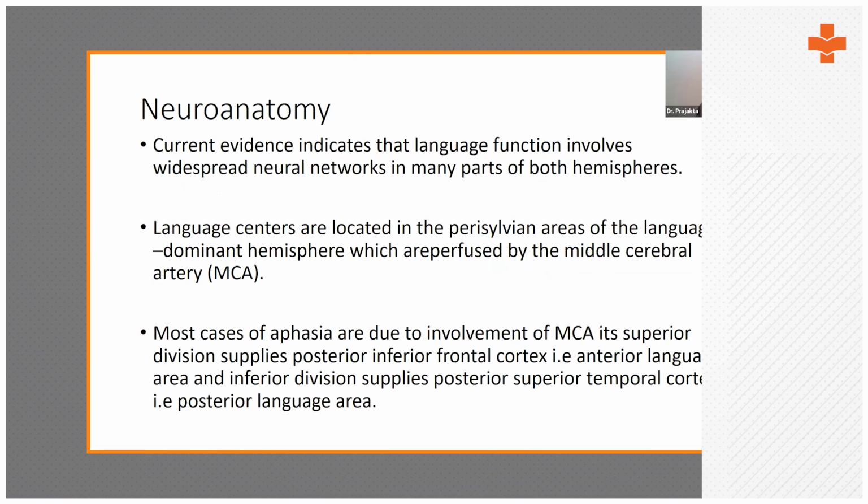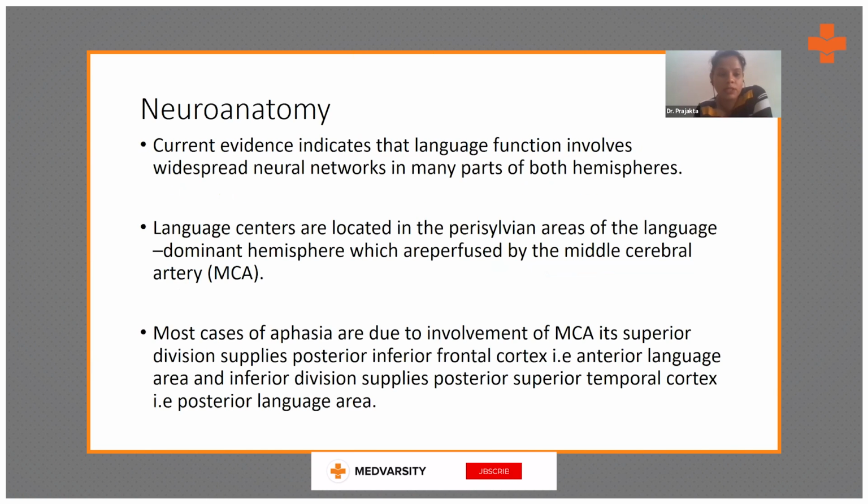Okay. Now moving on to the neuroanatomy of the language functions. Currently, due to the availability of lots of radiological findings, it has been found that the neural networks for language are widespread in many parts of both the hemispheres. So, language centers are usually classically thought to be located around the perisylvian areas of the dominant hemisphere, which are perfused by the middle cerebral artery.